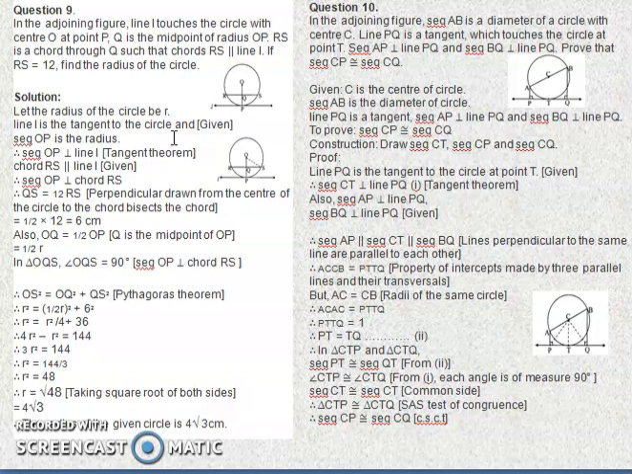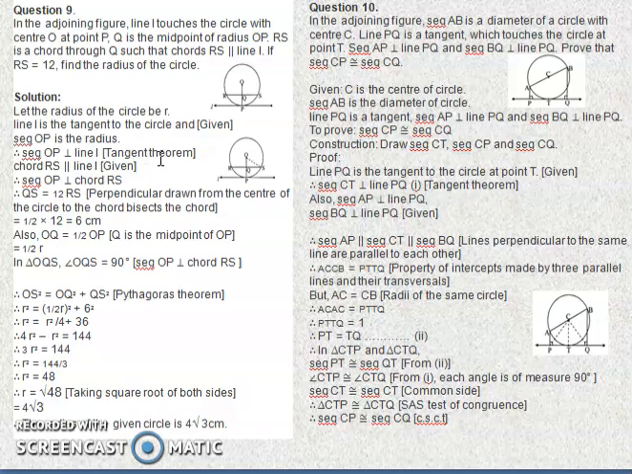Line L is the tangent to the circle. That means segment OP is the radius of the circle. Therefore, segment OP is perpendicular to line L.